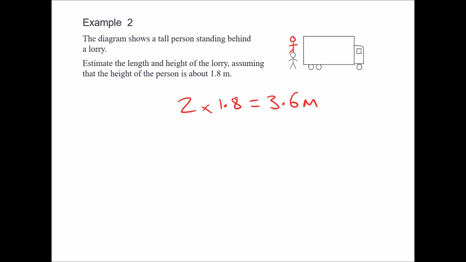In terms of the length of the lorry, we could do it with people again, and we could lie them flat. I think each person is going to be approximately there, maybe 3.5 people. So if we do 3.5 multiplied by 1.8, we're going to come up with an estimate for the length as well. That's going to be around about 6.3 meters. And that is a basic guide of how to estimate using metric units. Thank you.